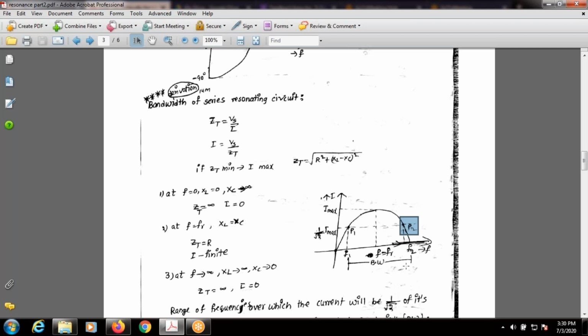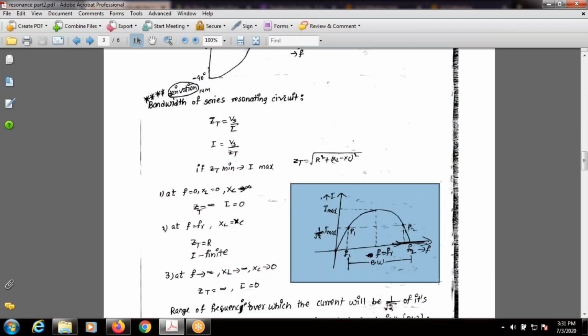The bandwidth is defined as F2 minus F1, right? We are mainly concentrating on this figure. Here the graph is a curved shape. This is the frequency response of a resonant circuit. Not only a resonant circuit, it is also the frequency response of an amplifier circuit. Here the x-axis is the frequency and the y-axis is the current.